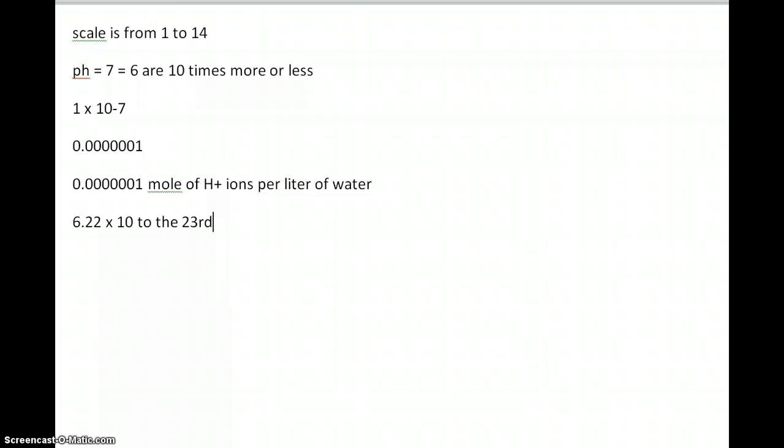So if we look at a pH of 7, then we would take this number and multiply by this number, and we would get 6.22 times 10 to the 23 minus 7. And what is that? 10 to the 16th. So that's how many molecules of hydrogen ions are in a liter of water at a pH of 7.